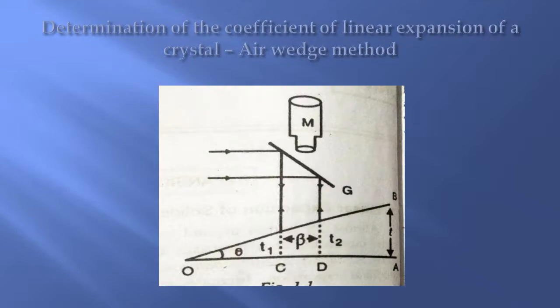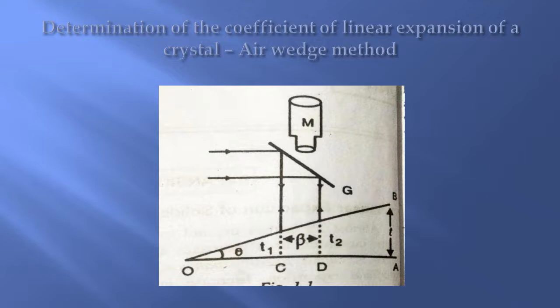Now, let me explain how to determine the coefficient of linear expansion of a crystal by the air wedge method. The figure shows the experimental setup used for the air wedge method. Here, OA and OB are two optically plane glass plates. The two glass plates are hinged at the point O. They are separated by a small distance T at the other end.